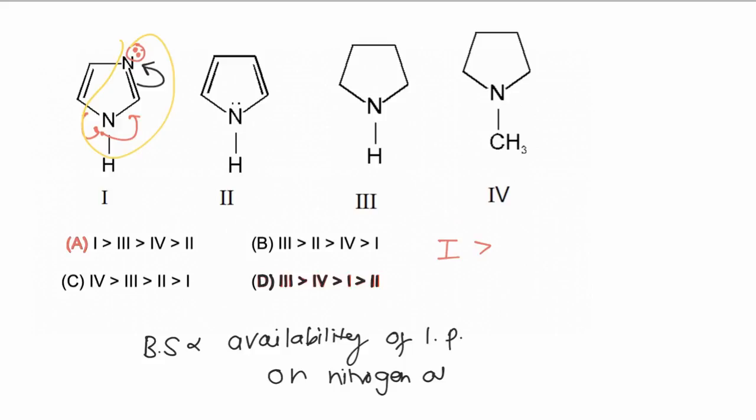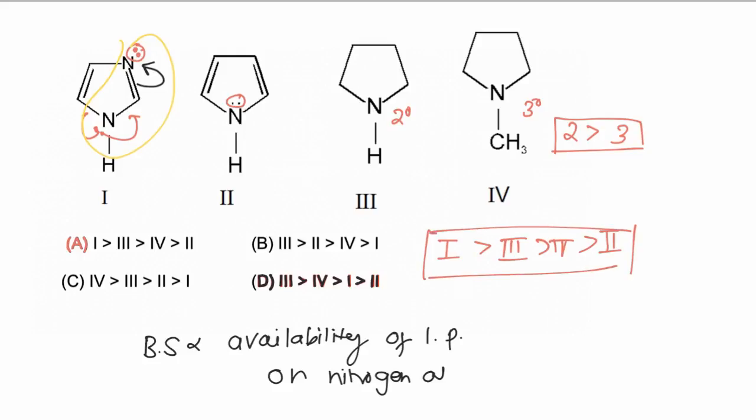Now in the second case, the lone pair is part of the aromatic ring. If the lone pair is donated, then there is loss of aromaticity. So the second will be the least basic. Out of 3 and 4, 3 is a 2 degree amine, 4 is a 3 degree amine, and 3 degree amines are comparatively less basic than 2 degree amines. 2 degree amine is more basic than 3 degree amine, and hence 3 is more basic than 4. So the correct sequence is 1 3 4 2, and hence option A is correct.